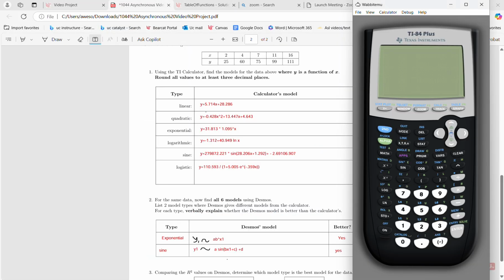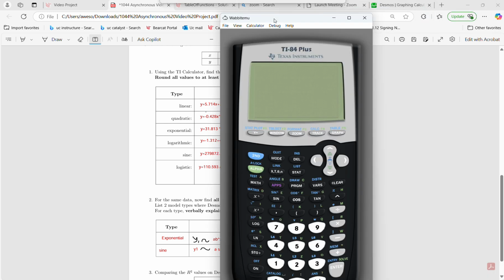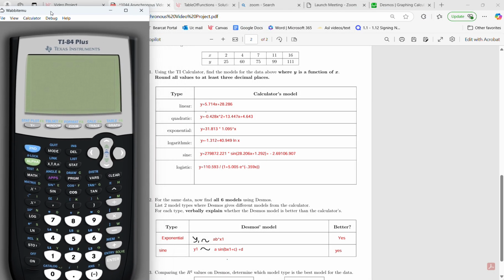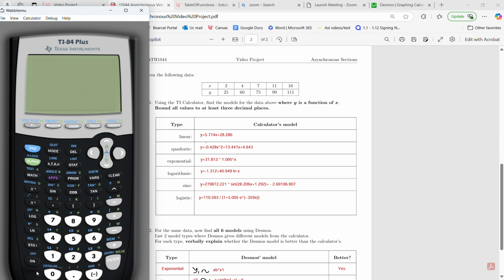Okay, so to begin with this project, we have to get our numbers and enter them into our table. To do that, we need to press the Stat button, press on Edit, and enter our numbers, which I already did before. Now that we have our numbers, we can go ahead and press Stat again, press Calc.